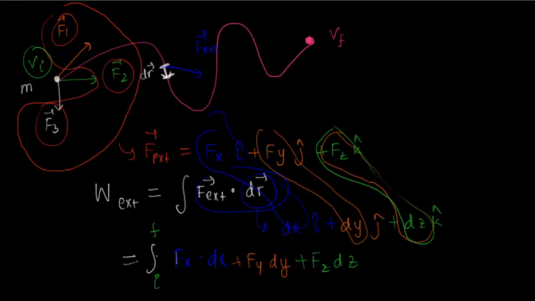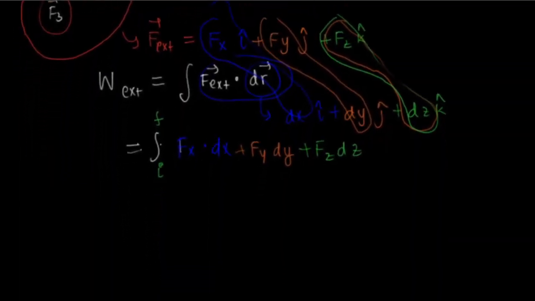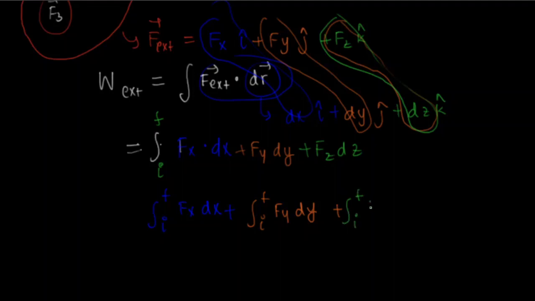What can you do now? Let's separate these 3 integrals into 3 individual integrals. So what do we get? Using the first, blue one, you get from initial to final of F sub x dx, plus for the orange one, the y one, from initial to final of F sub y dy. For the third one, you get from initial to final of F sub z dz.